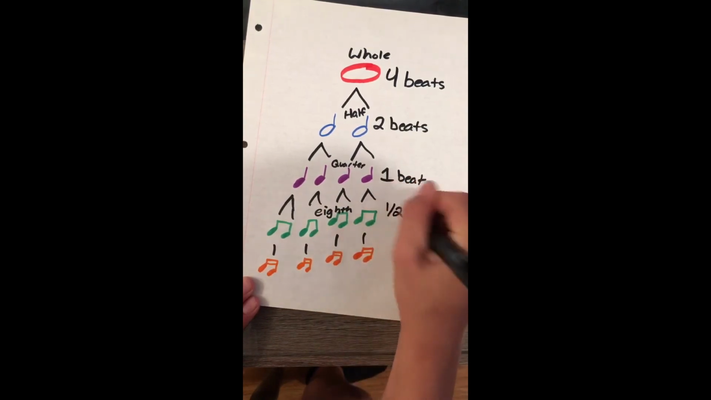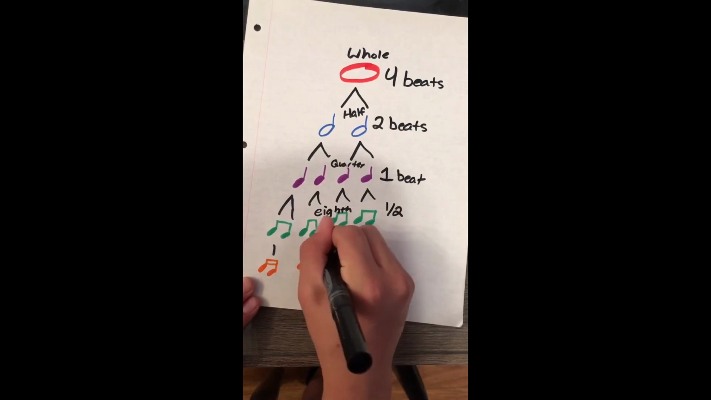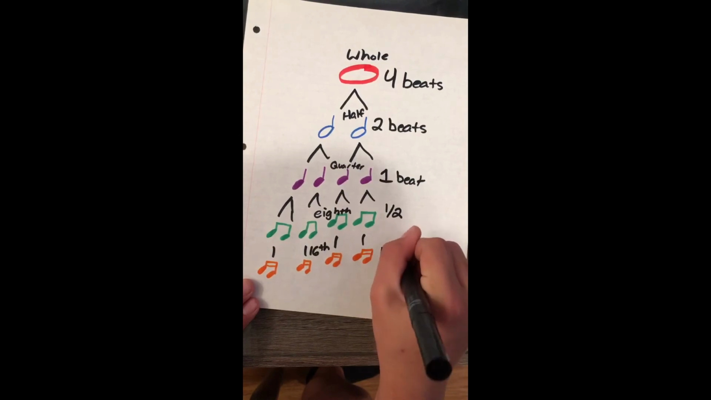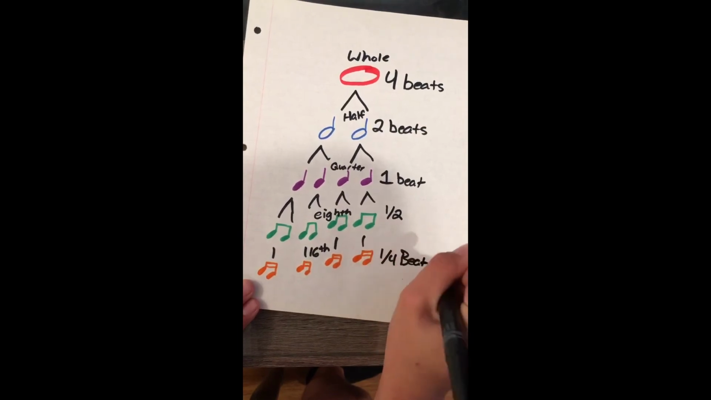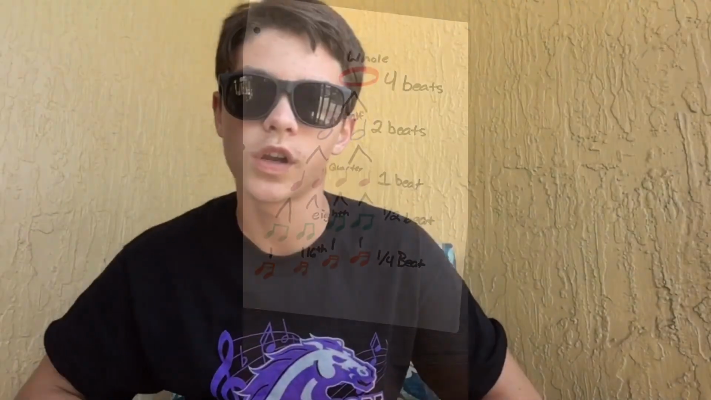An eighth note is worth half a beat, and a 16th note is worth a fourth of a beat. Finally, we're going to show you dotted notes and just how to find how many beats they're worth.